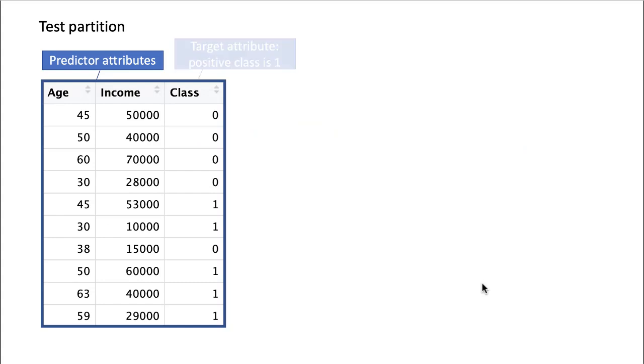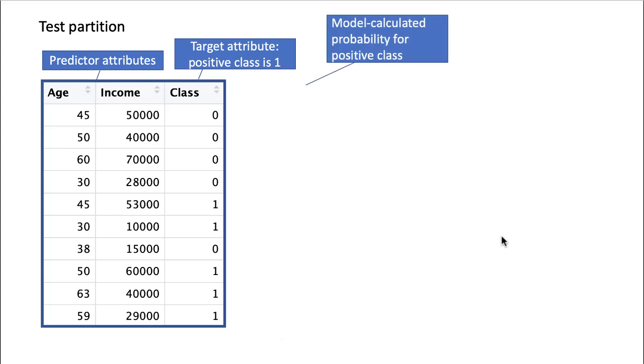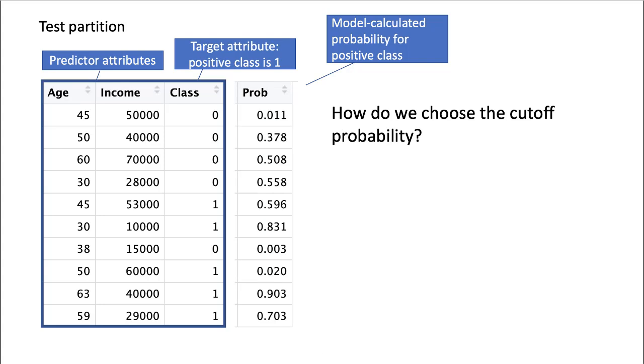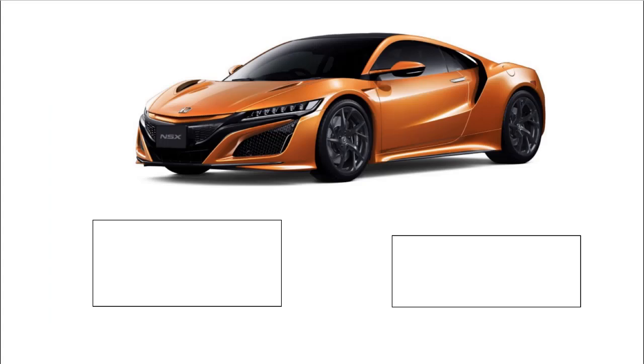Okay, so here is a training partition. Here are the predictor attributes. The target attribute is class. The positive class is 1 as before, and the model calculations are like this. Okay, so the point is, how do we choose the cutoff probability? And as I've said, it's the ROC chart that we're going to use to do this.